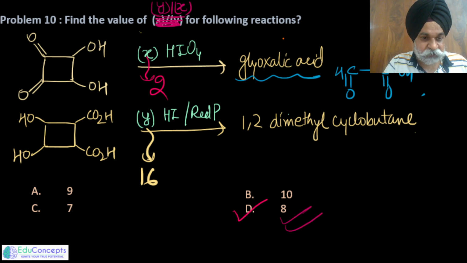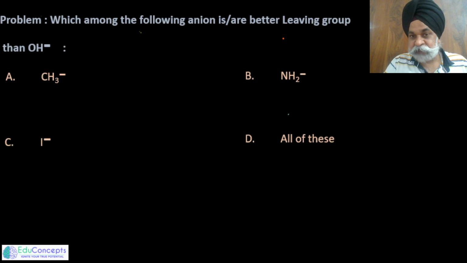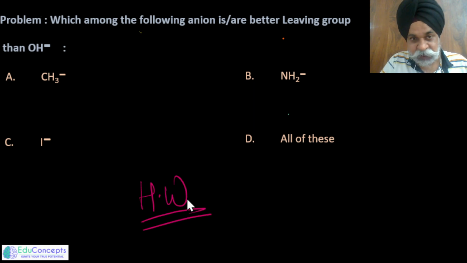So I hope you have enjoyed today's session, because we did a lot of problem solving in this particular session. I'm giving you one homework question. You have to do it and place it in the comment section. Which among the following anions is a better leaving group than OH negative?